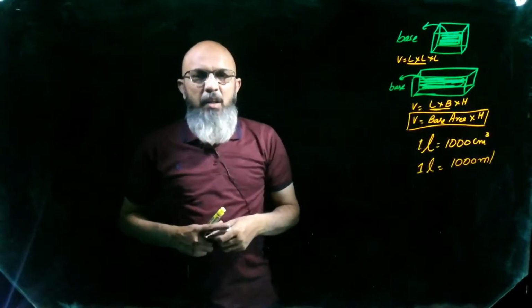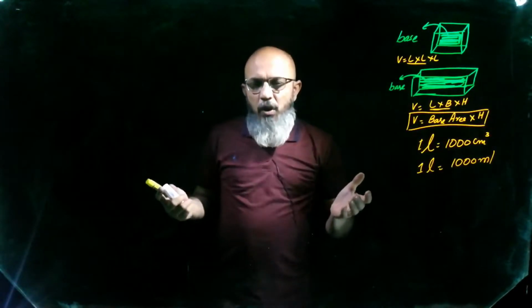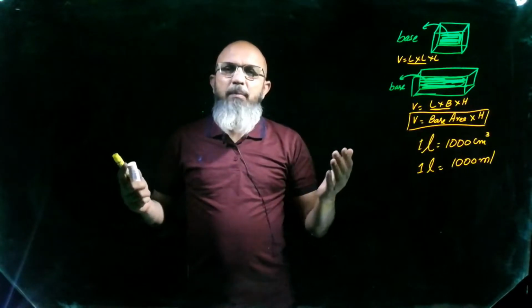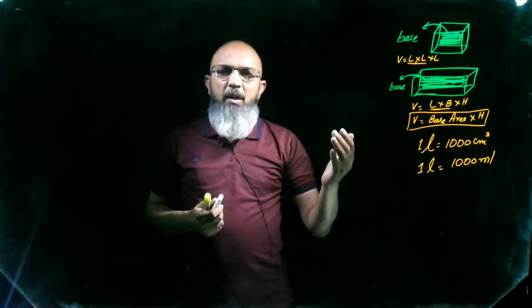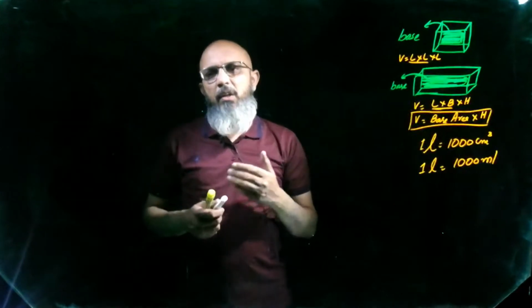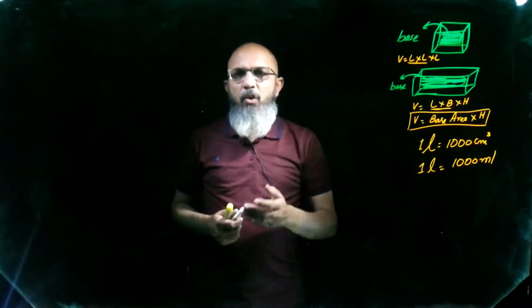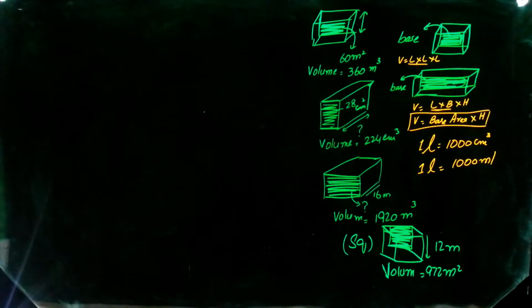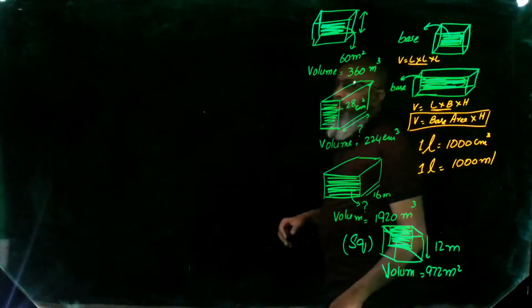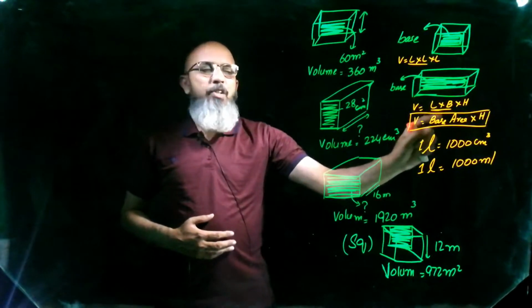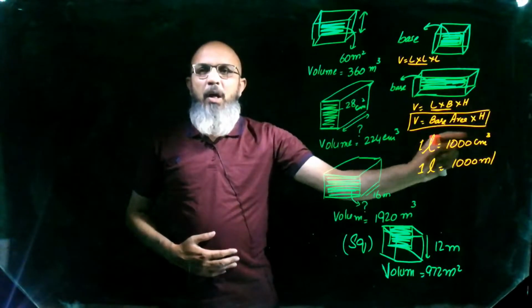So now we solve some questions from your textbook or workbook to find the area, the base area, or questions regarding capacity. So let's start some questions from your workbook. Now I draw some questions from your workbook. If you look at the board, now we will use the formula that is given to you, that is volume is equal to base area into height.